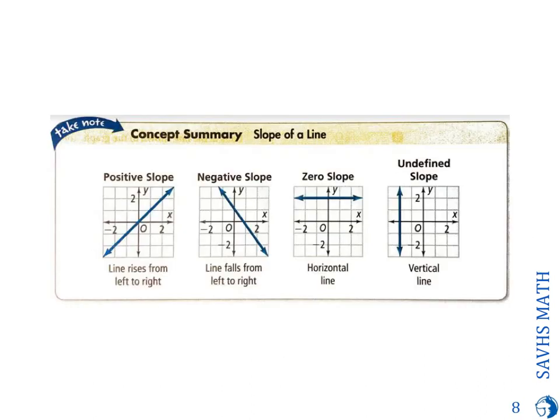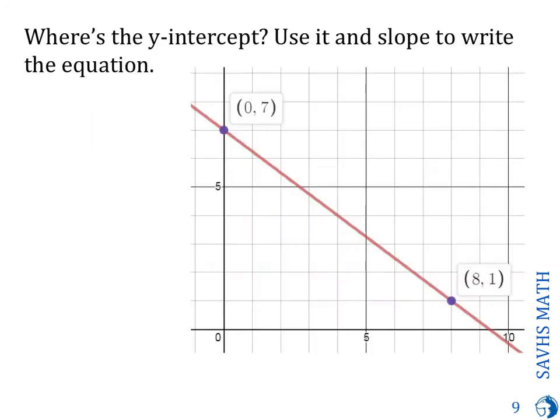Okay, when you look at slopes, there are 4 different kinds of slopes. There's positive slopes, negative slopes, zero slopes, or undefined slopes. Zero slopes are straight across, undefined are straight up and down. Negative is decreasing from left to right, and positive is increasing from left to right.